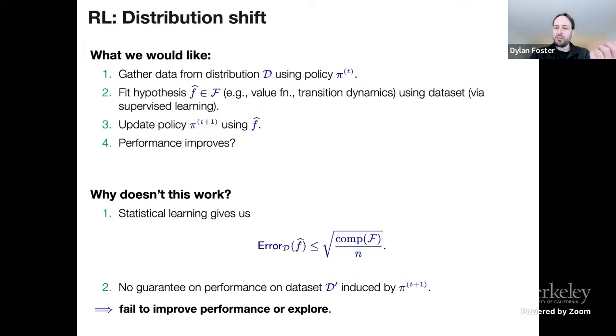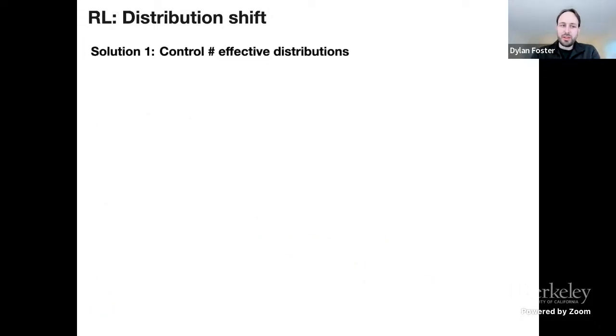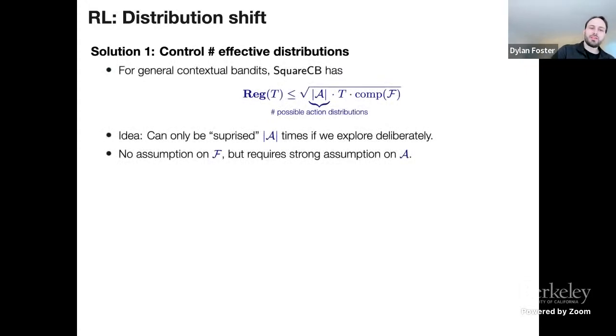There are a couple of different ways that we can address this issue, but the point is that this is an issue of distribution shift. I get some distribution, I update my policy, and the distribution changes. So how can we address distribution shift? One way is to try to control the number of effective state distributions that we can encounter. If I have a small number of possible distributions, as long as my algorithm doesn't forget what it's already seen, it's going to stop getting surprised by new distributions eventually, and we'll get meaningful generalization.